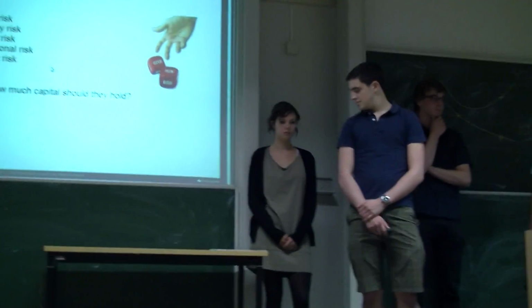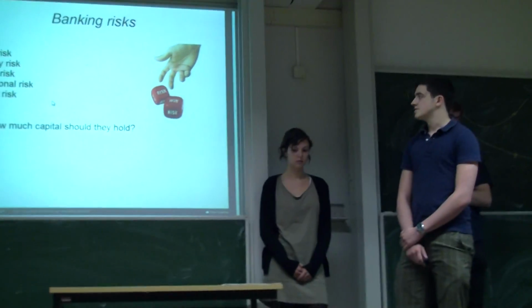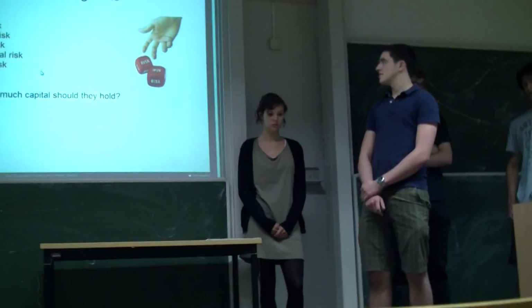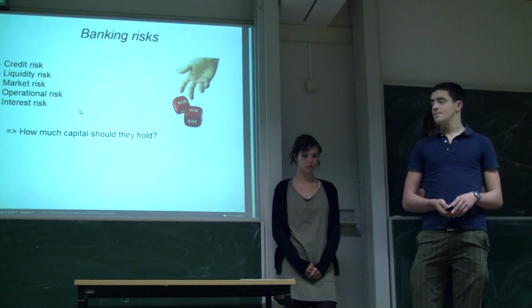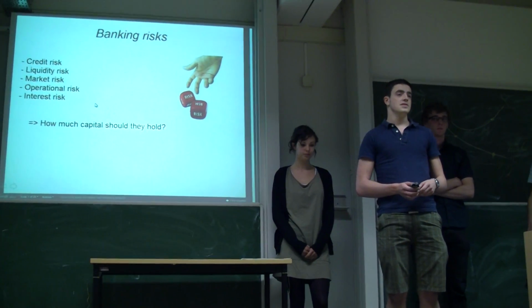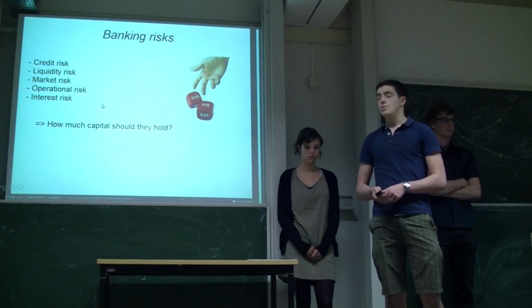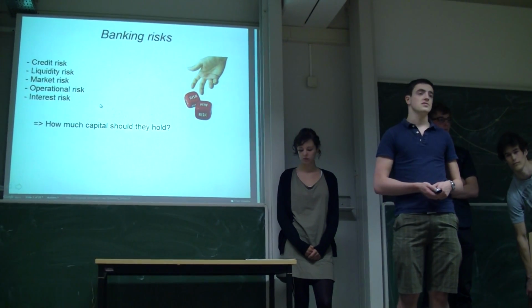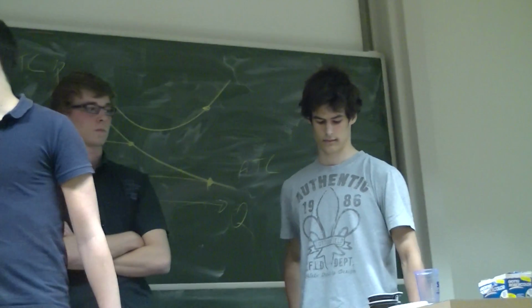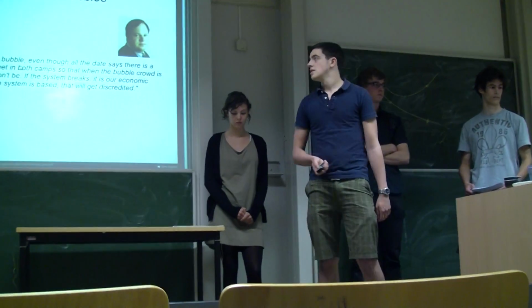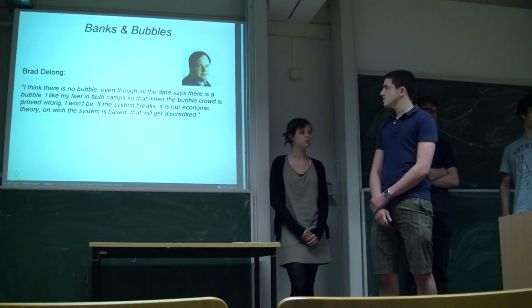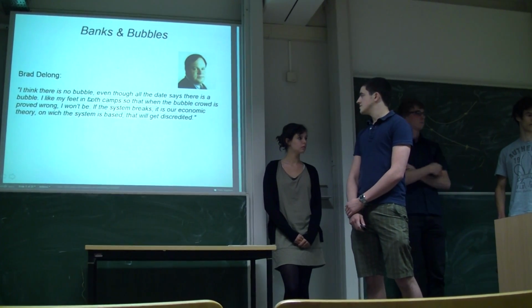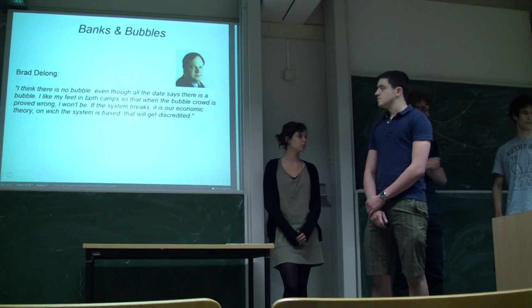Now, I think it's important that these upcoming risks are detected, but I think this is as hard as detecting a bubble. In fact, the risks are like a kind of bubble inside the bank. On the internet, I found many discussions and theories around bubbles. They are important because we all know that a bubble can have catastrophic consequences, but we aren't able to avoid them. One of the statements I found on the internet was one from the economist Brad DeLong. He says, "I think there is no bubble, even though all the data says there is a bubble. I like my feet in both camps, so that when the bubble crowd is proved wrong, I won't be. If the system breaks, it is all economic theory on which the system is based that will get discredited."